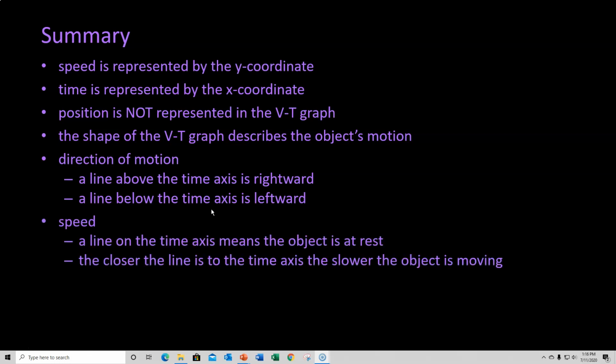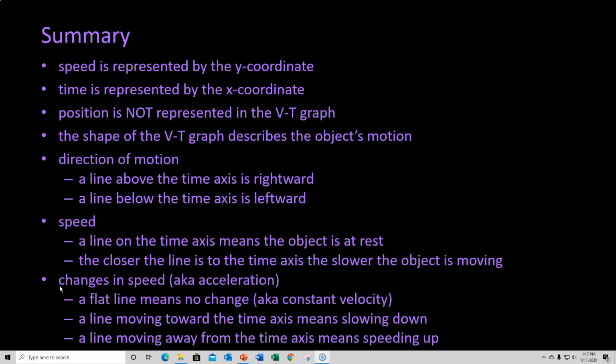We can determine the speed from this graph. A line on the time axis means the object is at rest and has zero velocity. The closer the line is to the time axis, the slower the object is moving. Conversely, the farther away it is from the time axis, the faster it is moving. We can also tell if and how the object's speed is changing, which is known as acceleration. A flat line means no change, in other words, constant velocity. A line moving toward the time axis means the object is slowing down, and a line moving away from the time axis means the object is speeding up.